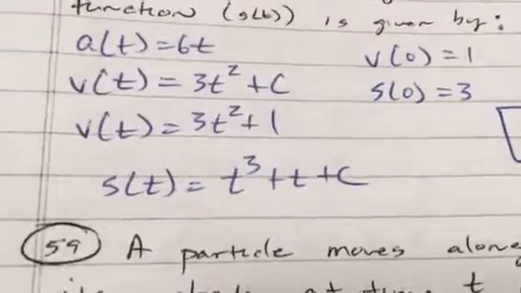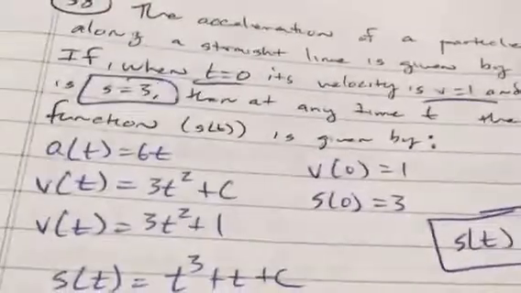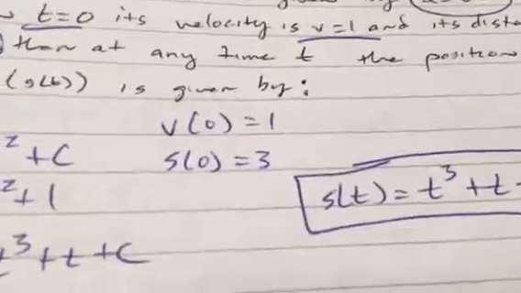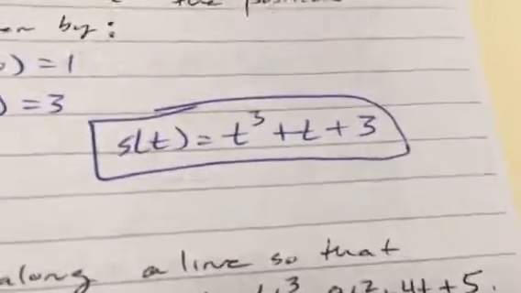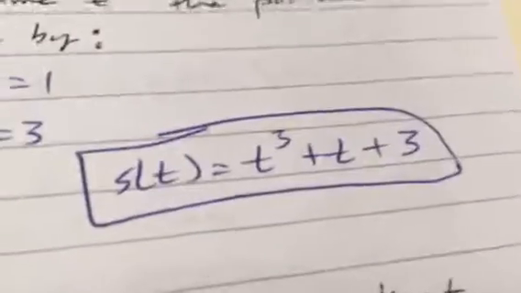Take the antiderivative of the velocity function. One power up divided by the new power. I told you also that when t is 0, s is 3. So s of 0 is 3, and that's your new c value. There's the position function s of t. The velocity function v of t was that. So if I ask for both, velocity function, position function.